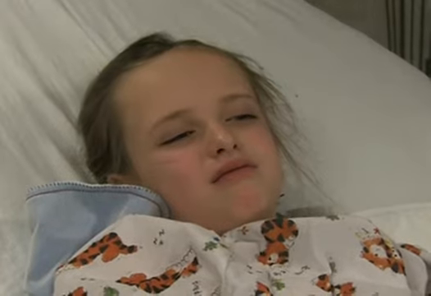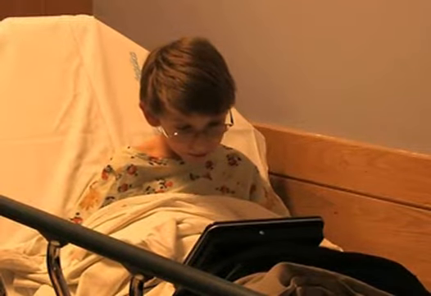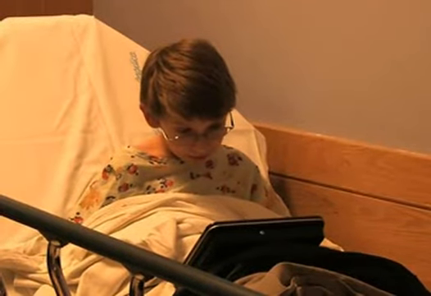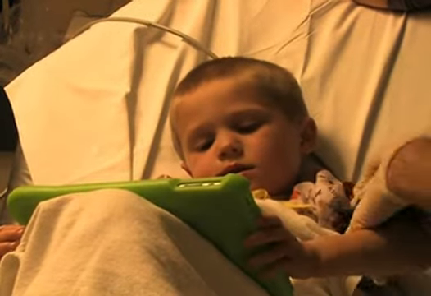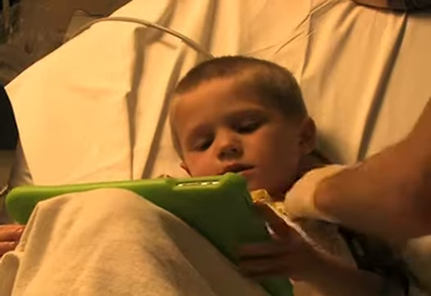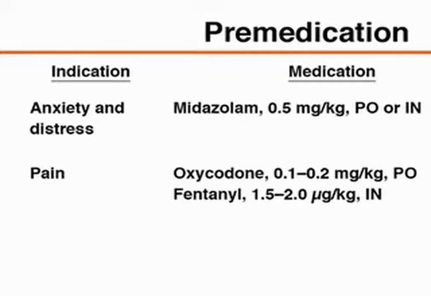Before the procedure, children may be distressed or in pain. Age-specific psychological techniques can help children control their anxiety. Many procedures can be performed without sedation or with minimal sedation if the child can cooperate. In selected circumstances, pre-medication may be warranted. For distress, oral or intranasal midazolam is a common choice, and for pain, oral oxycodone or intranasal fentanyl.